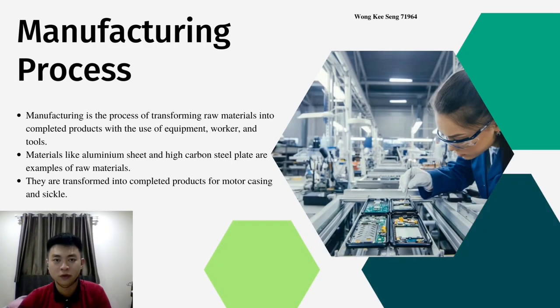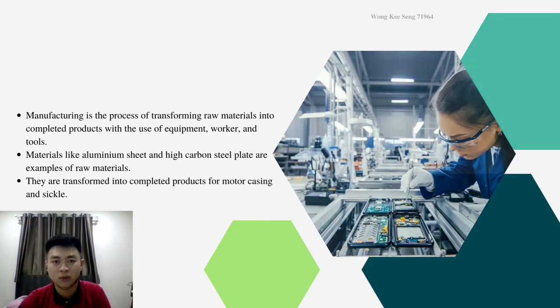Manufacturing is the process of transforming raw materials into a complete product with the use of equipment, raw material, and tools. Materials like aluminum sheet and high carbon steel plate are examples of raw materials that are transformed into the complete product of motor casing and seeker. The manufacturing processes involved in Yaoju Engineering Firm are cutting process, sliding process, welding process, grinding process, and turning process.